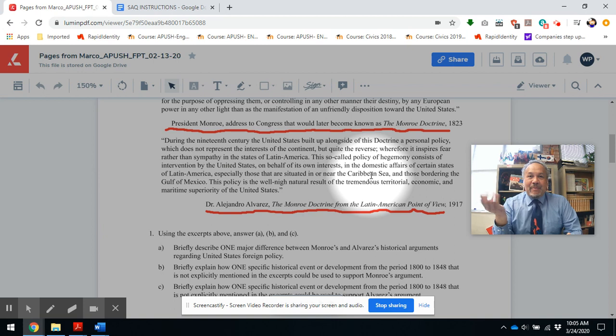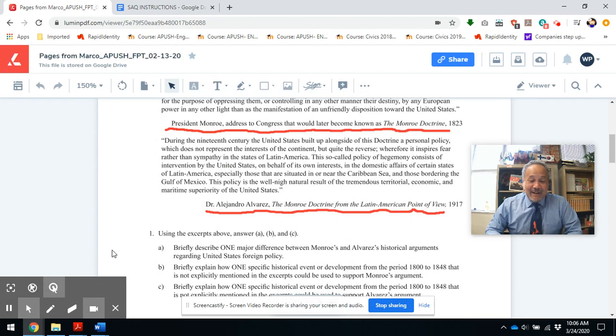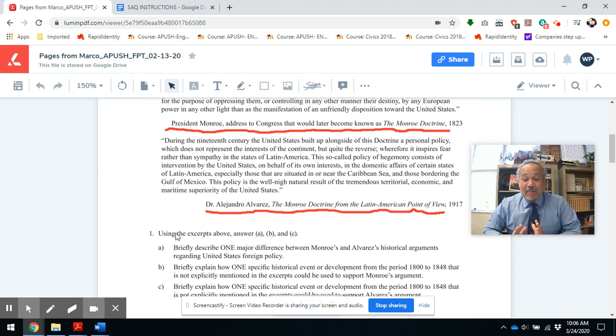And you think about the Caribbean, you think about Haiti, you think about Puerto Rico, and of course the big one, the big island archipelago is Cuba. So in there, and those bordering the Gulf of Mexico, Central America. This policy is a well-nigh natural result of tremendous territorial, economic, and maritime superiority of the United States. So there you have it right there. So you really see that that's an opposing viewpoint.